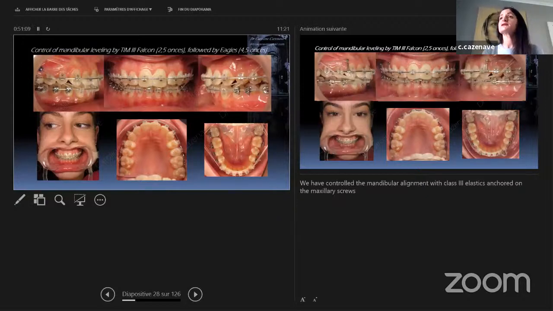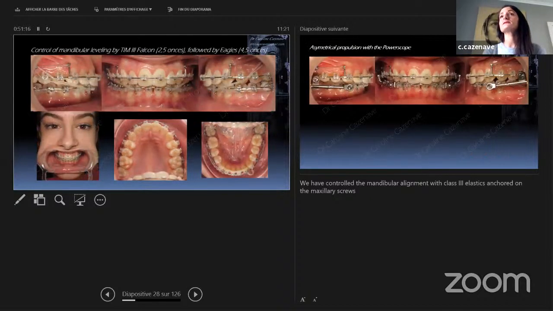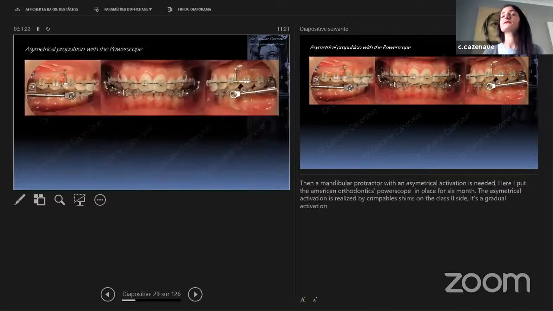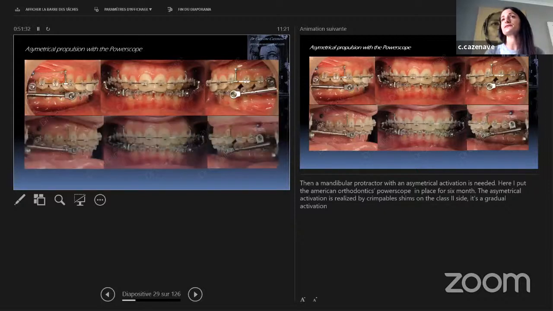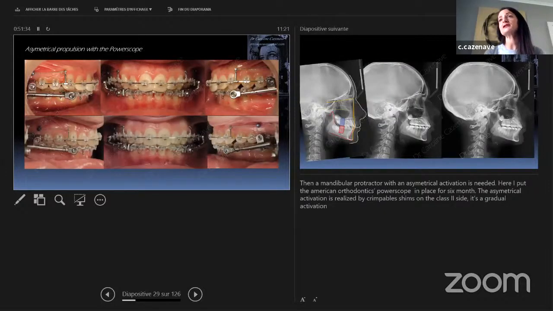So we have to control the mandibular alignment with class 3 elastics anchored on the maxillary screws. Here the advancement of the treatment. Then a mandibular protector with an asymmetrical activation is needed. Here I put the American Orthodontics Herbst in place for 6 months. The asymmetrical reactivation is realized by crimpable shims on the class 2 side. So it's a gradual activation. You can see, yeah.